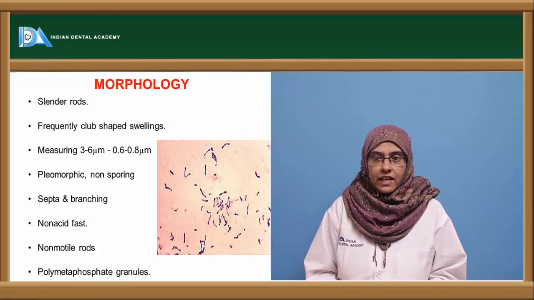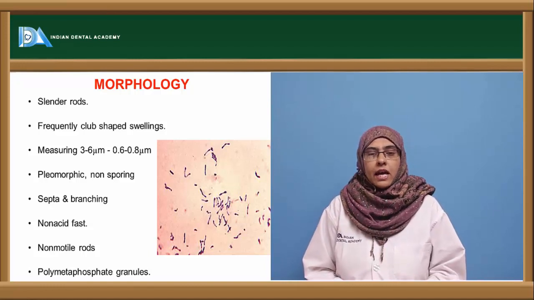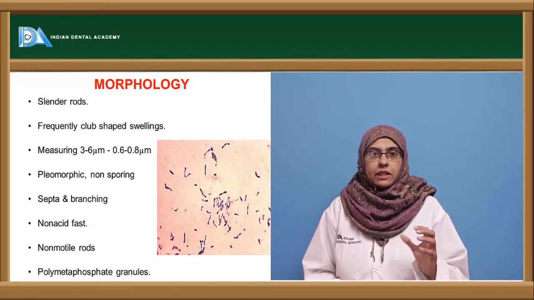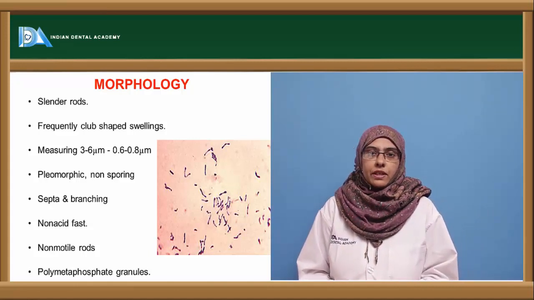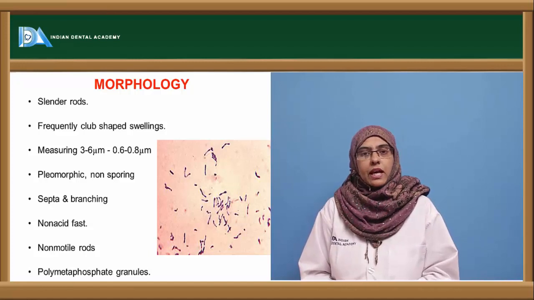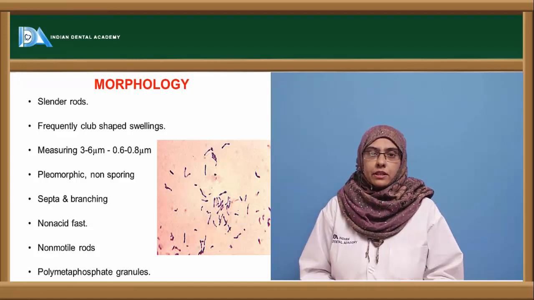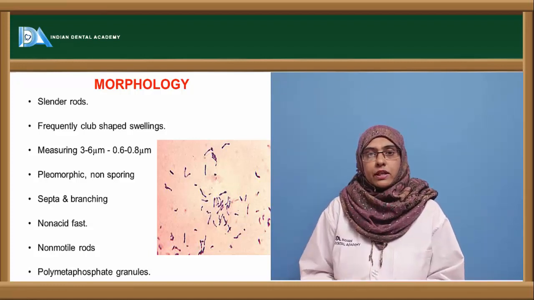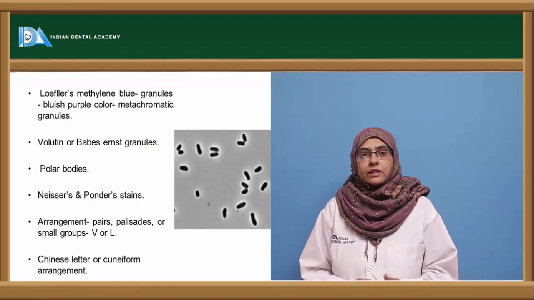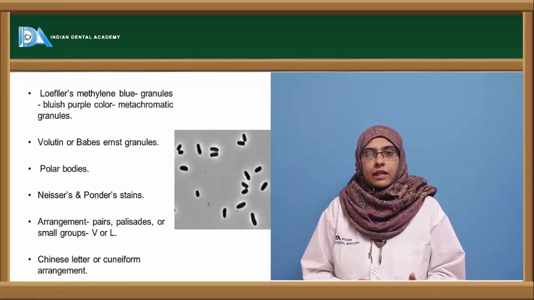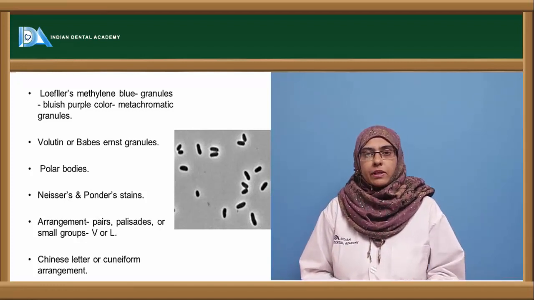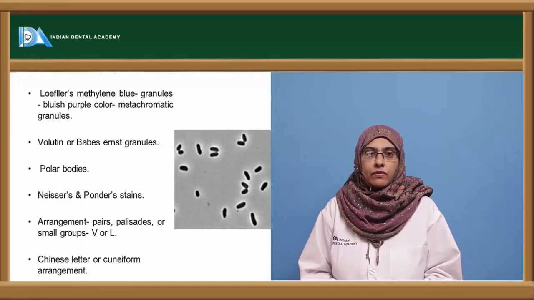They are non-acid fast and non-motile rods, and the main characteristic feature of this organism is that they express granules called polymetaphosphate granules, and these granules help to identify Corynebacterium diphtheriae in the lab. So it is a characteristic feature of this organism that helps us identify it in the lab. These organisms are able to take up aniline dyes and show gram-positive characters. Apart from that, they can also be stained with the help of Loeffler's methylene blue.